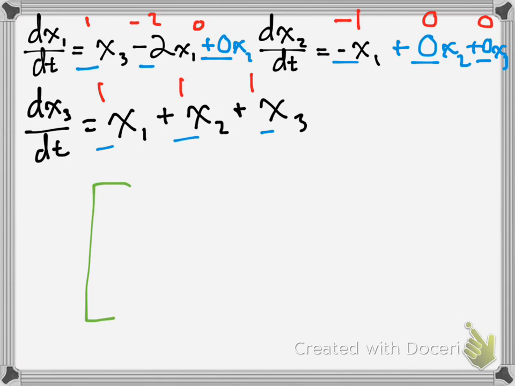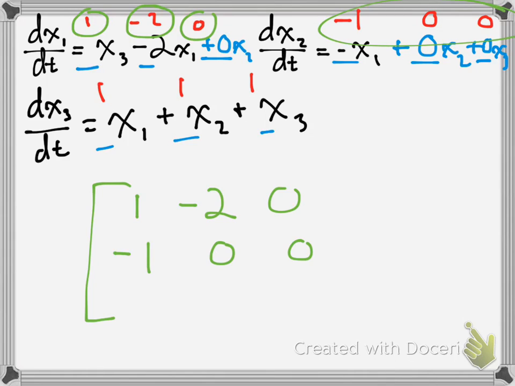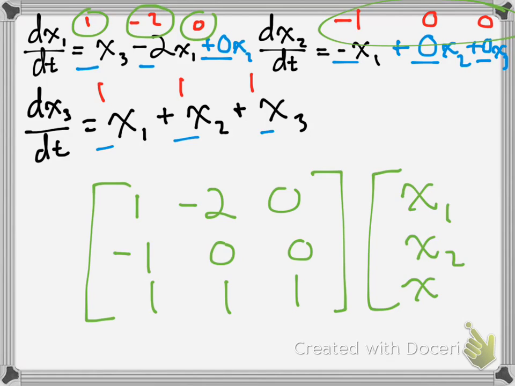So for the first one, our first coefficient is 1, our second coefficient is -2, our third coefficient is 0. Then we have -1, 0, and 0 from up here. And then finally we have 1, 1, 1. And then we simply add, to show what they represent, x1, x2, and x3. And that is converting to our matrix form, dx/dt.